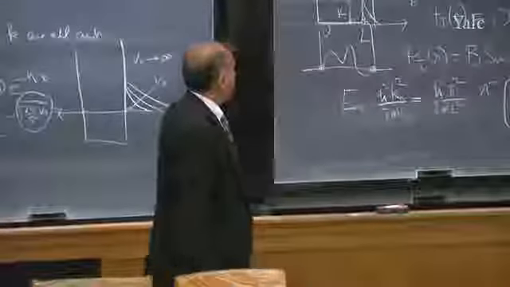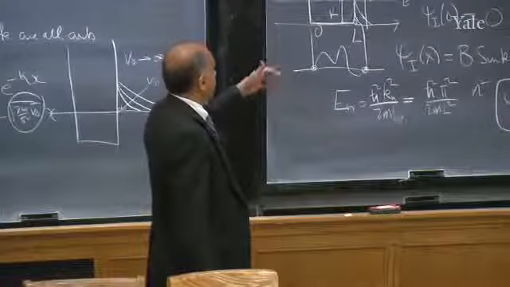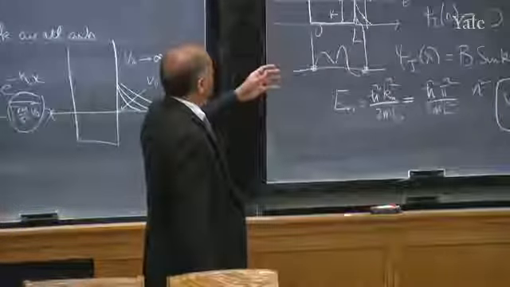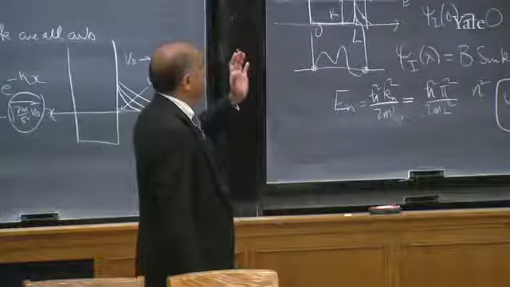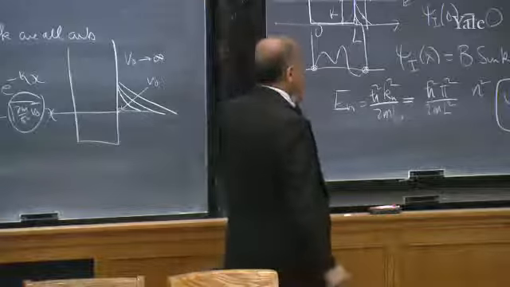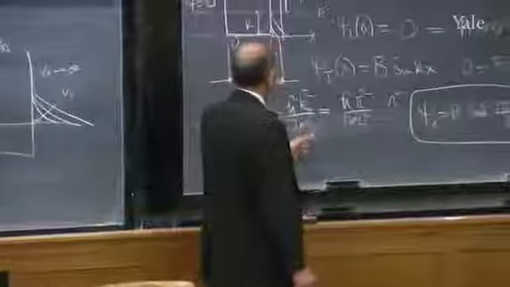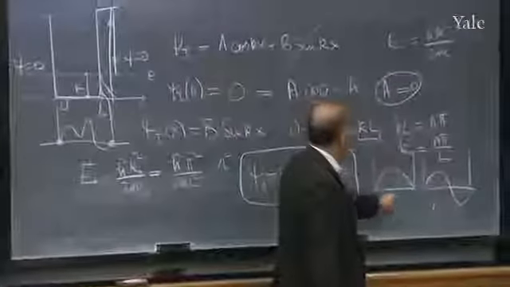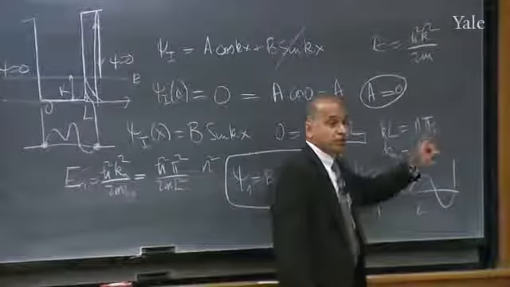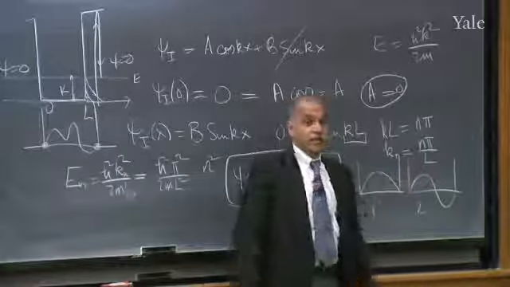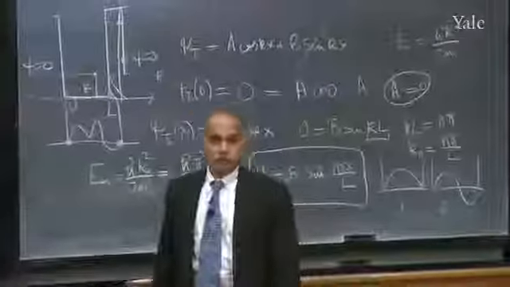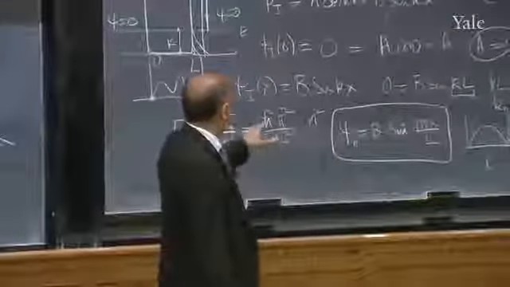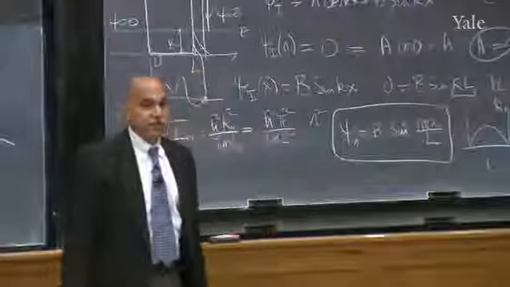So what you find is, of the three things that we thought are arbitrary, A is gone, and K is not arbitrary. K is again quantized to be what? N pi over L, so that the function does n half oscillations between one end and the other end. And therefore, there's a corresponding quantization of energy. Yes?